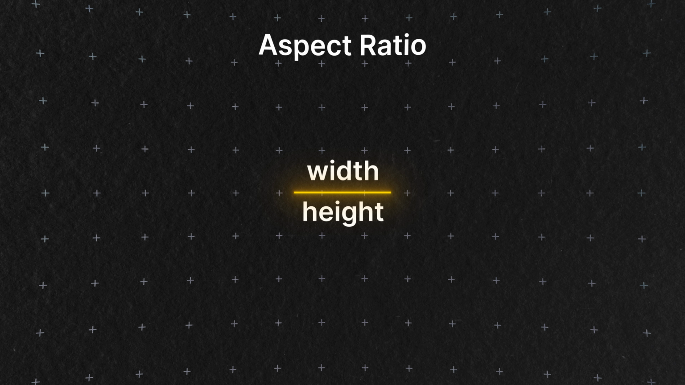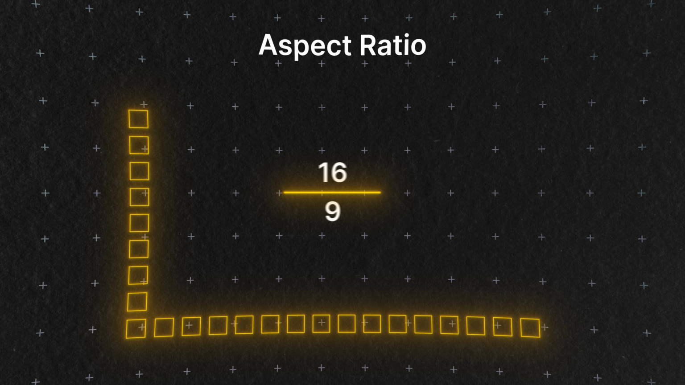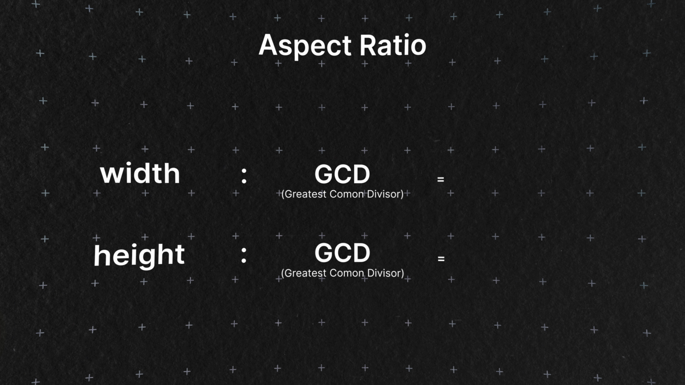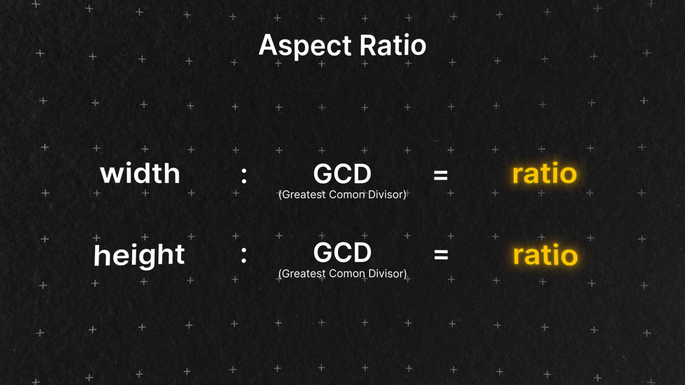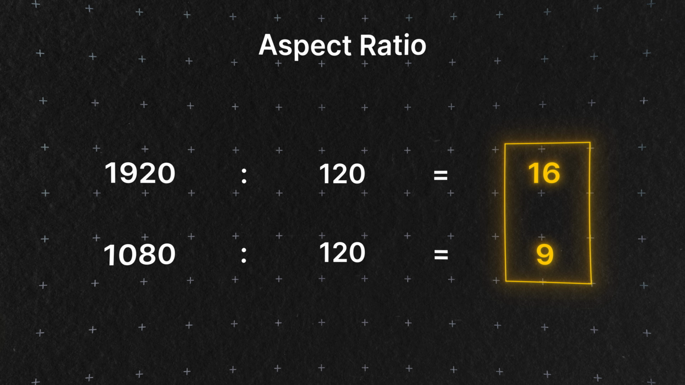If I say 16 by 9, it means for every 16 units of width, there are 9 units of height. These aren't pixels, they are proportions. To find this, you divide the resolution by their greatest common divisor. Take 1920 by 1080. Divide both by 120. So 1920 divided by 120 is 16, and 1080 divided by 120 is 9. And there you have it, 16 by 9, the standard widescreen format.